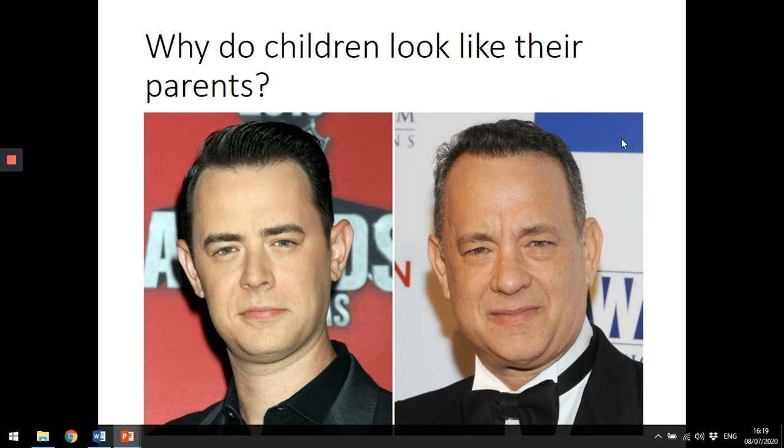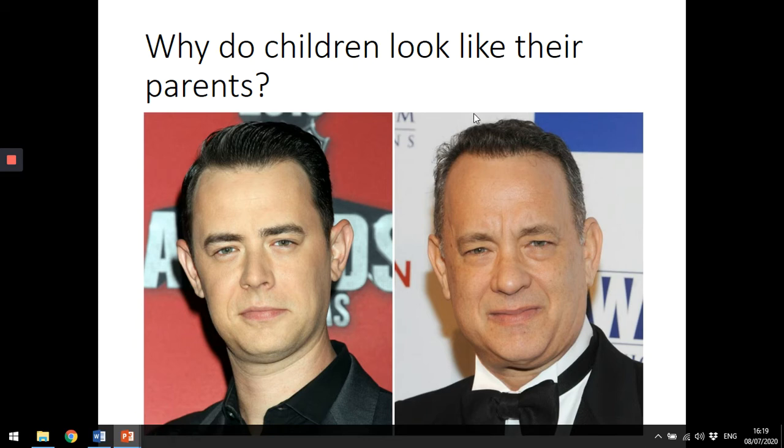So we can give a good explanation of why we might look like our parents or our children or our brothers or our sisters. And this comes down to our DNA and the genes within our DNA. And we look like our parents because we inherit genes from them.